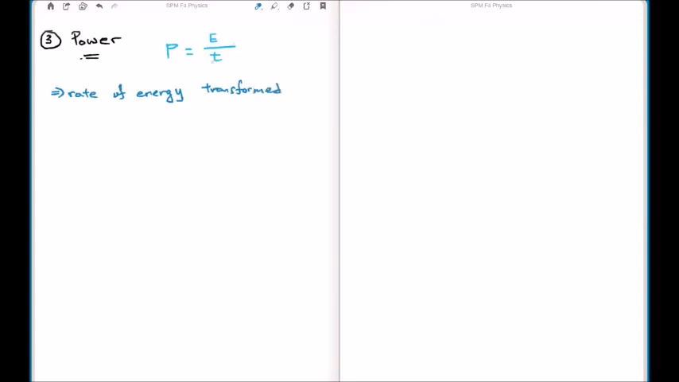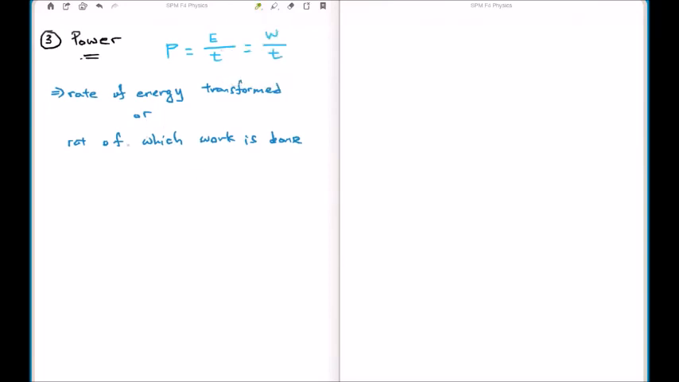Okay, power is how fast energy changes from one form to another, or the rate at which work is done. It's always work per unit time or energy per unit time. Maybe put it the other way: it also equals work per unit time. They are equivalent, that's why I put an equal sign.